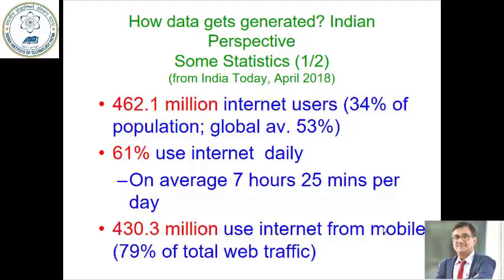430 million users use the internet from mobile. So this is what has made a very happy situation as far as data generation and data consumption is concerned. We can use the internet from anywhere. The internet is not tied to a place. I don't have to find a desk, sit down at a computer and then access the internet. That's not necessary anymore. I can be on the move, be anywhere and still access the internet. So 430 million users use the internet from mobile, and every time they go onto the internet, they consume data and they produce data. And 79% of the total web traffic is from mobile.